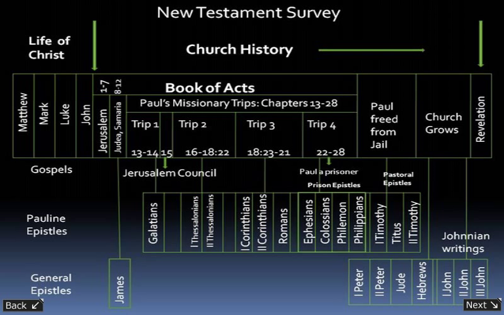During this time, Paul writes letters to the different churches and people. And then we have the general epistles, those not written by Paul. And then finally at the end we have the book of Revelation about prophecy in the future.